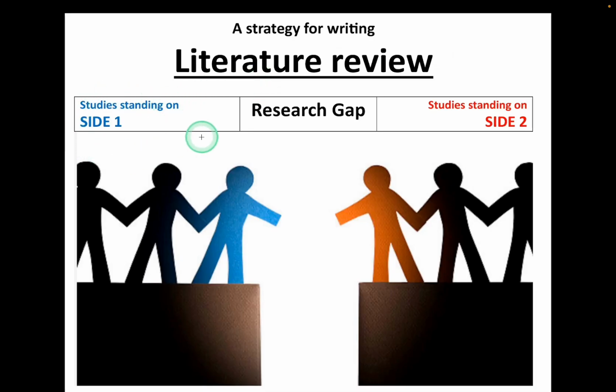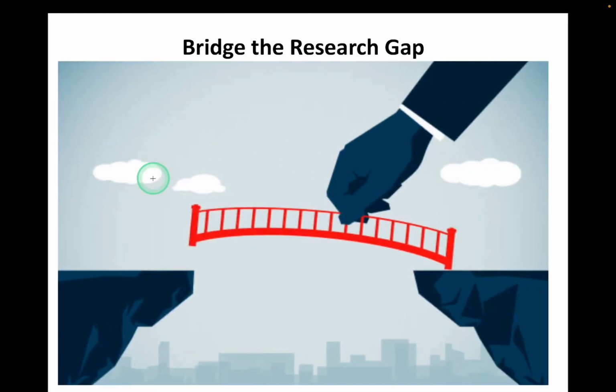A paragraph writes about studies standing on one side of the literature, and another paragraph writes about the studies standing on another side of the literature. Maybe the findings of these two groups of studies are different or even conflicting. Based on the difference and conflict between these two groups of studies, a research gap is established. Then the study comes in to bridge the research gap between these two groups of studies.